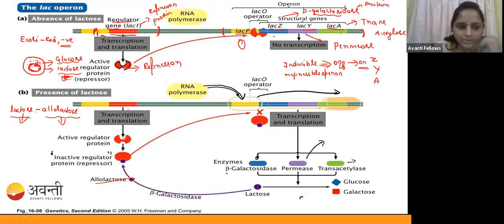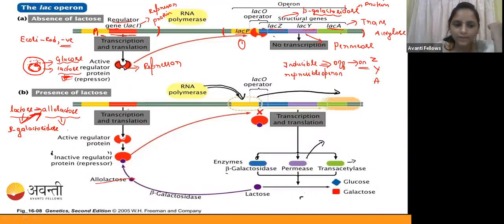So how is this lactose converted into allolactose, guys? I have told you that even when lactose is not being utilized, the lac genes, that is Z, Y, and A, are synthesized in small amounts. So the beta galactosidase, which is coded by the lacZ gene, is going to help in the conversion of lactose into allolactose.